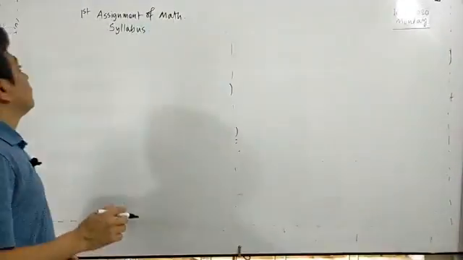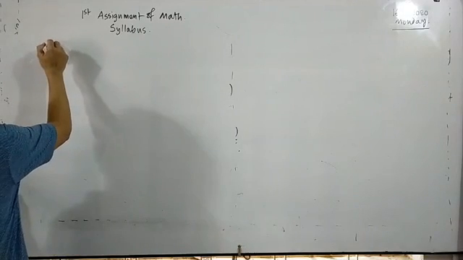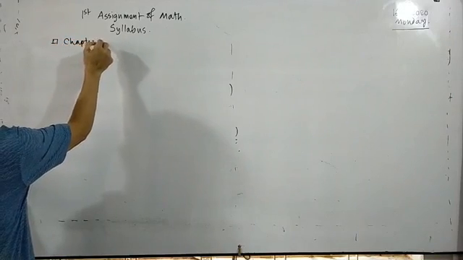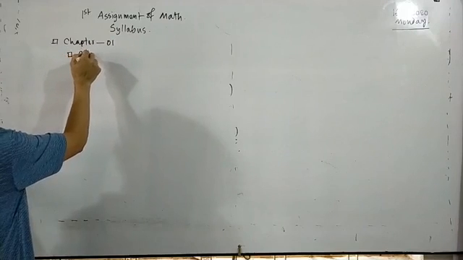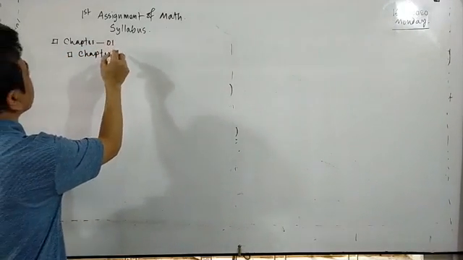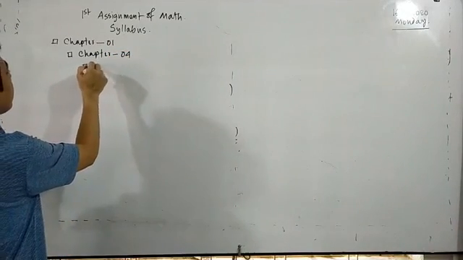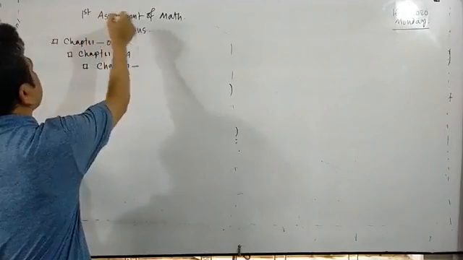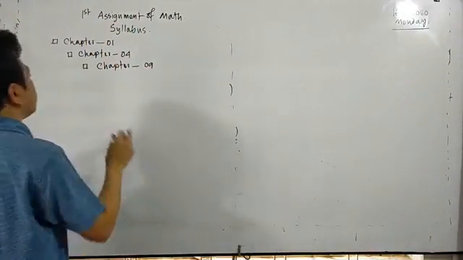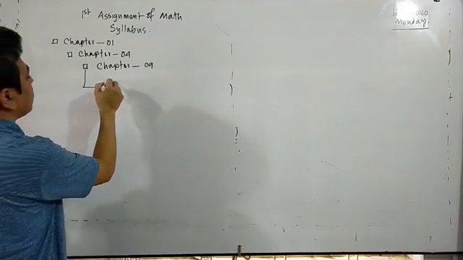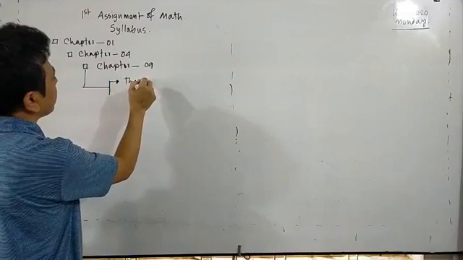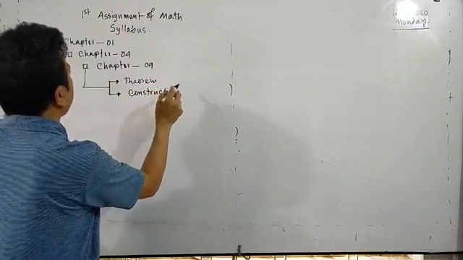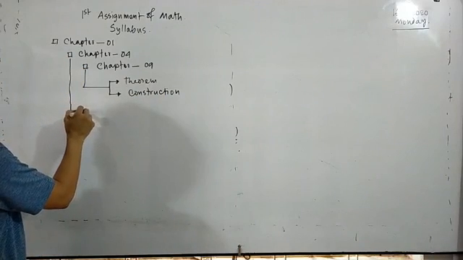Okay, so syllabus first: chapter 1, chapter 4, and the third one, chapter 9. These all 3 chapters are related to the first assignment. Chapter 9 includes 2 things: theorem related questions, and construction.